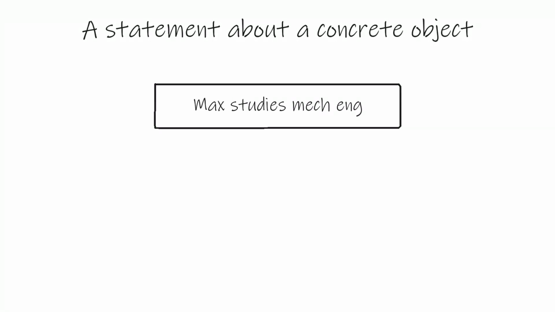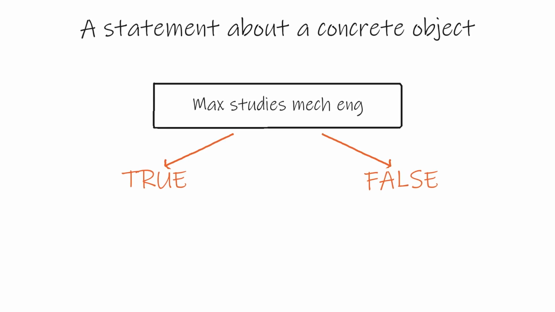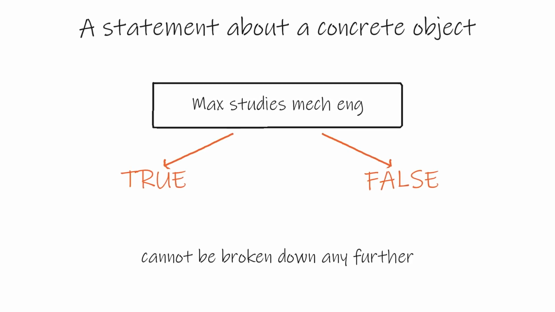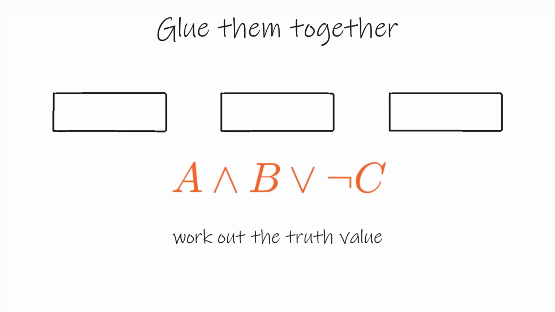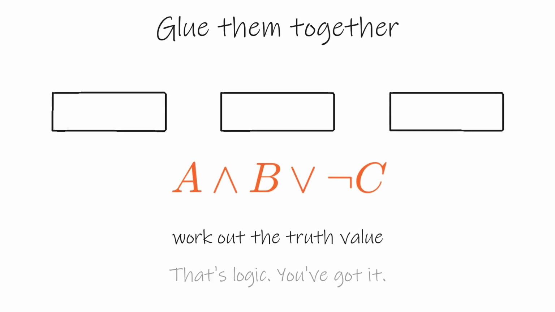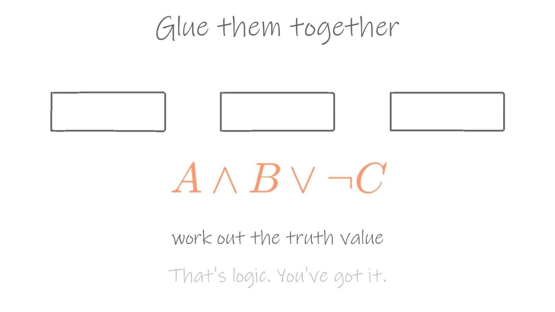A statement about a concrete object. True or false, you could go check. It can't be broken down. Glue those together with and, or, not. Work out the truth value. That's logic, and you've got it. Now try writing that search that way.